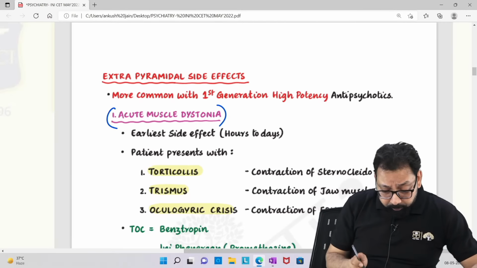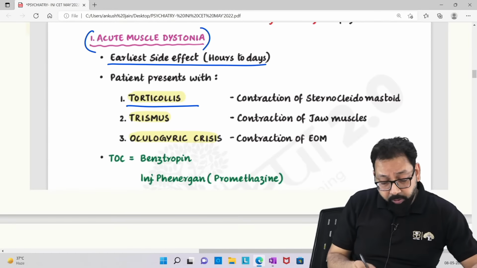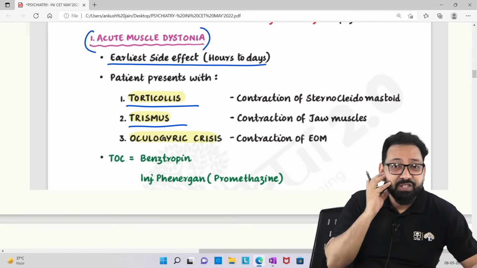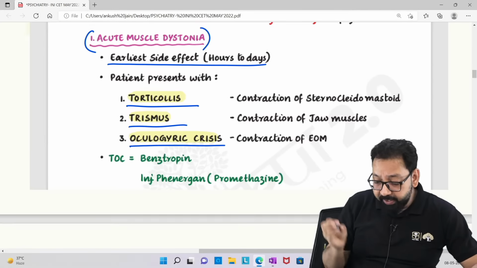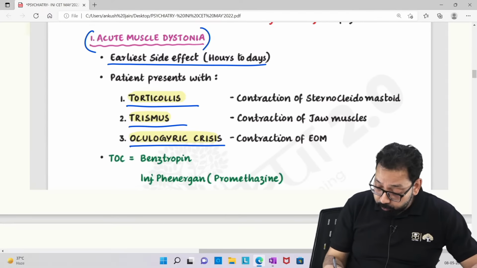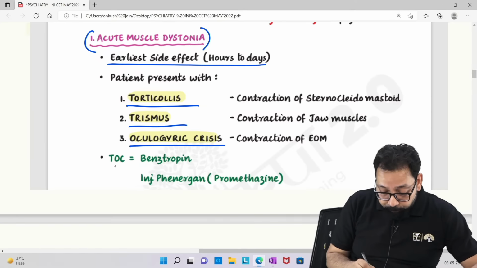This is the earliest side effect. The patient presents with torticollis, trismus. Trismus means lockjaw; the patient is not able to open the mouth. Oculogyric crisis, this question was asked. Uprolling of eyeball. What is the treatment of choice?